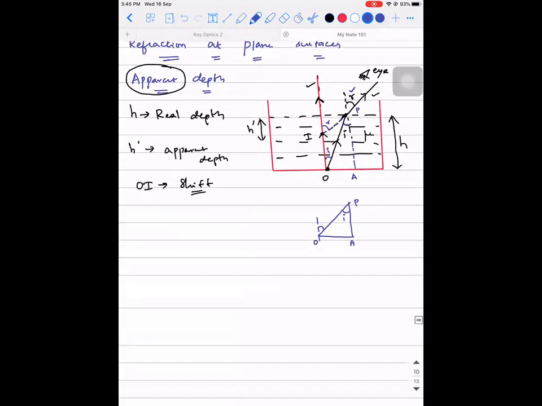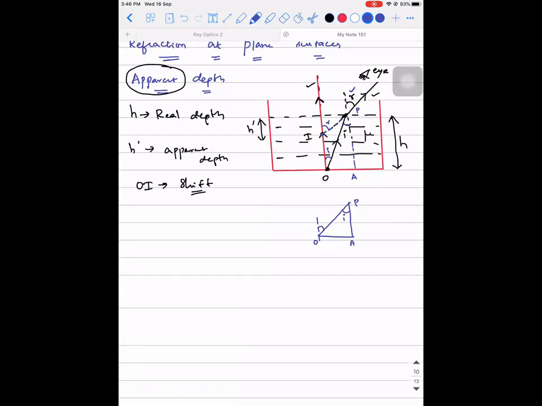So what was the assumption I told you the other day? In this chapter, whatever angles you're going to take are going to be small. There is a reason for it. If the rays diverge a lot, you will not be able to see a clear image of this particular object. Means you will not be able to see it as a distinct image.